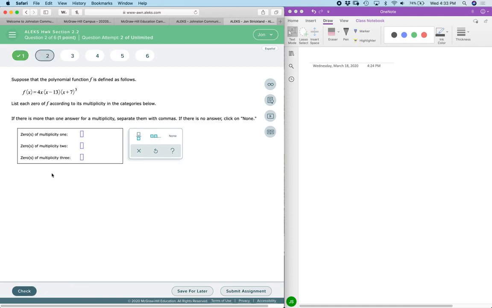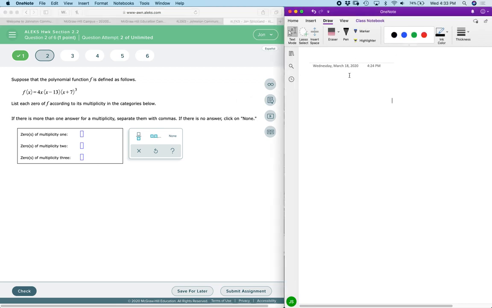Now we have, as a second problem, it says suppose that the polynomial function f is defined as follows. And here we have this function in factored form, f of x equal to 4x times the quantity of x minus 13 times the cube of x plus 7. It says to list each zero of f according to its multiplicity in the categories below. So we're looking at zeros of multiplicity 1, 2, and 3.